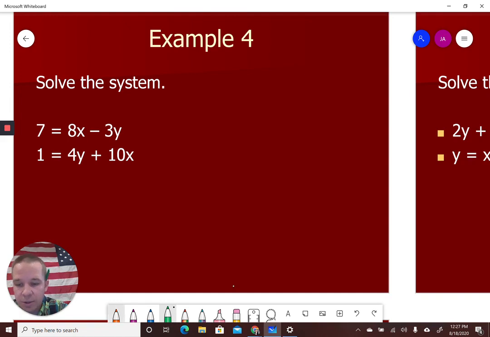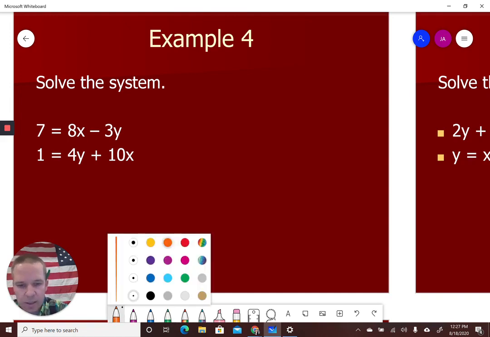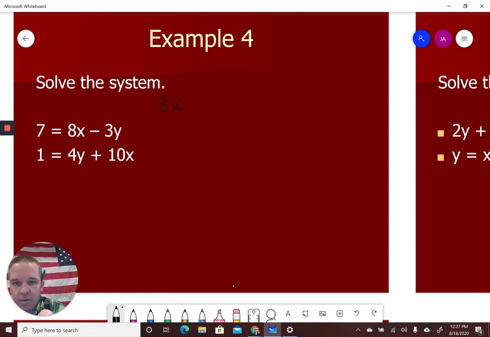What I like to do is have everything on the left-hand side, my variables on the left-hand side, my number on the right. So I'm going to rewrite this as 8x minus 3y equals 7. That one's good, okay? And then I'm going to write it as 10x plus 4y equals 1. Okay, so I'd rearrange that second equation, flip-flop both.